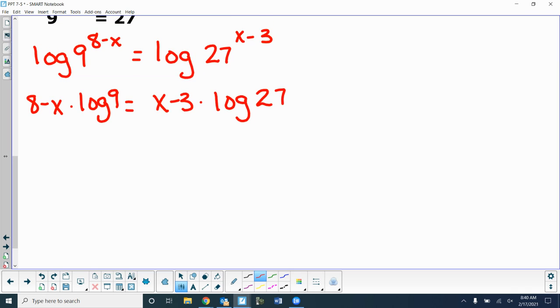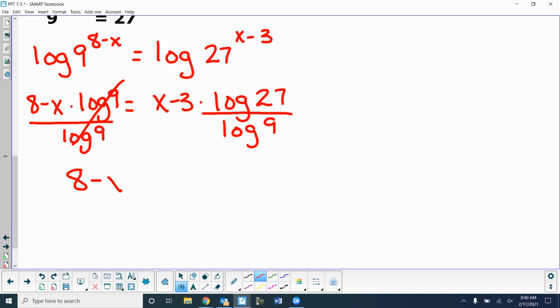All right, how do I move this log of 9 over to the other side? I want to get it to the right side there. Divide, right? Very good. Okay, so these would cancel, right? And I got 8 minus x on the left, and over here, I got x minus 3 times, so I'm going to put it in parentheses, because I'm going to end up having to distribute it. And then I put that in my calculator, which is 1.5, I believe.